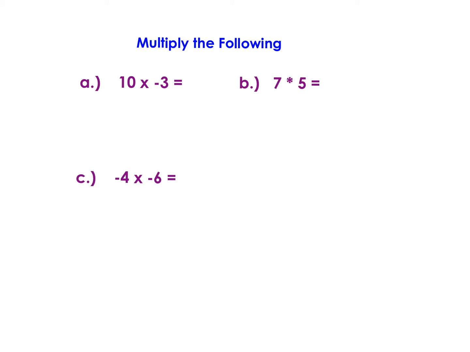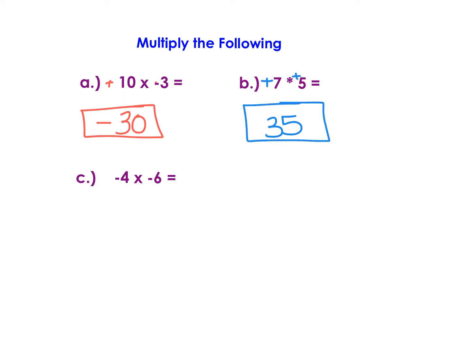So now we're going to apply the previous two slides together. Notice here that I have 10 times negative 3, which tells me 10 groups of negative 3, which I know 10 times 3 would give me 30. And then because I have a positive times a negative, two different signed numbers, my answer would be negative 30. Then if I switch and look at 7 times 5, I know 7 times 5 is 7 groups of 5, which is 35. And then because I have a positive times a positive, two numbers with the same sign, my result is a positive 35.